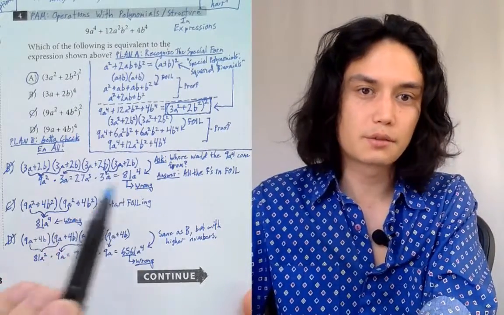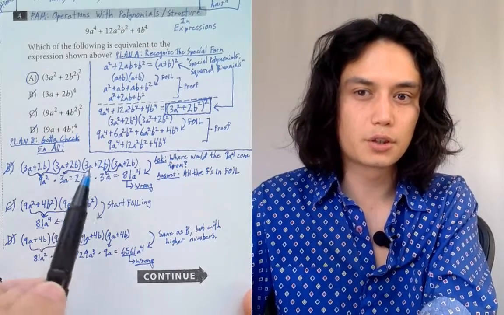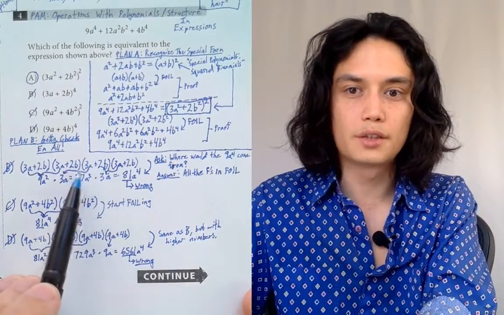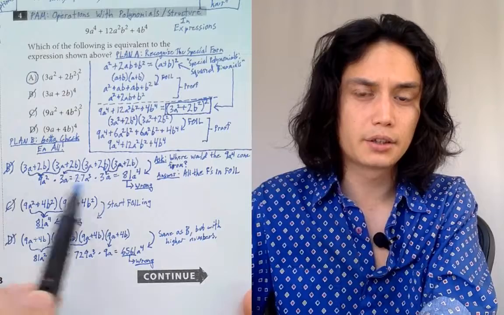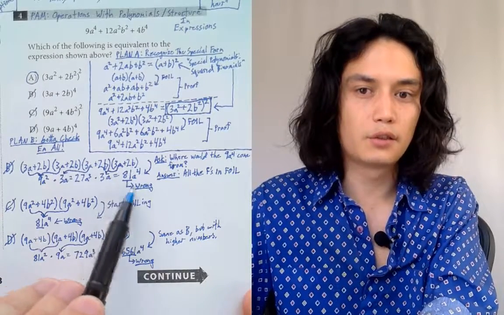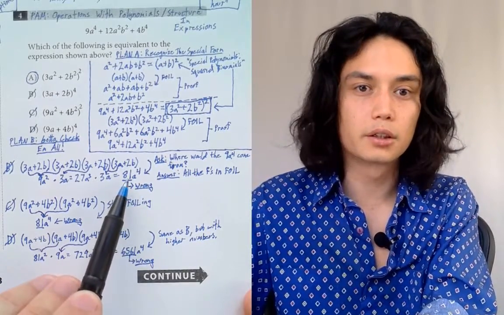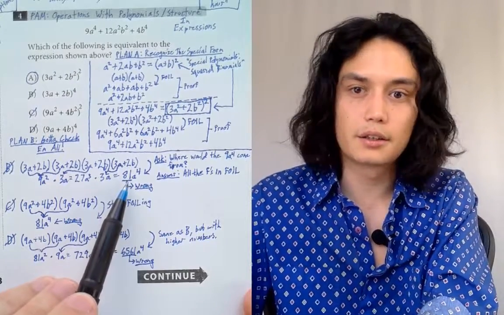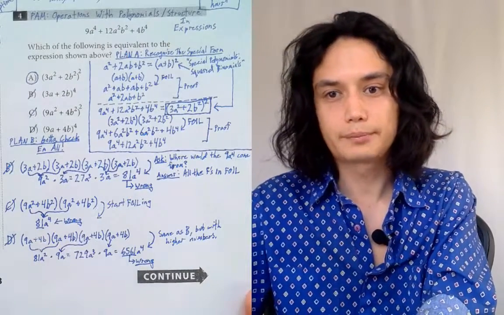However the rest of this equation works out, the first term, the term that comes from all of these a terms getting multiplied together, is going to be 81a to the 4th. And this is wrong because 81 is the wrong coefficient. We want 9, and this gives us 81. So that's wrong. All right.